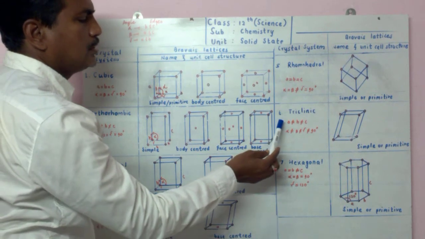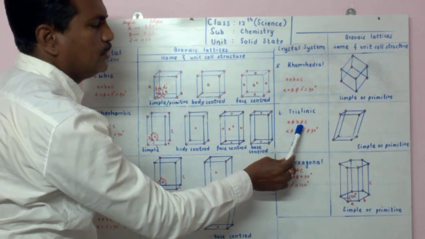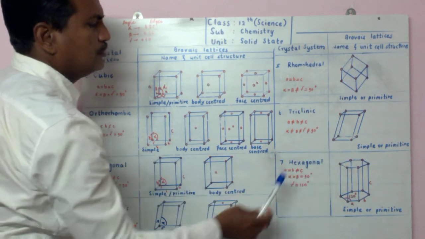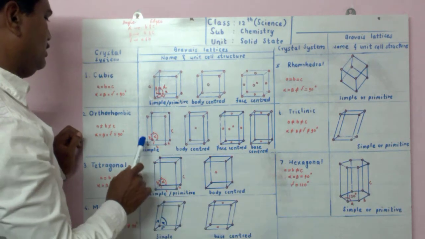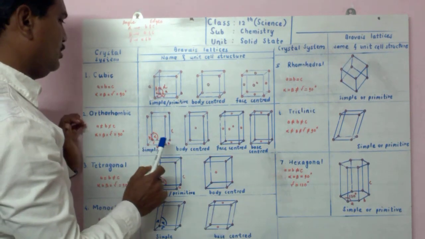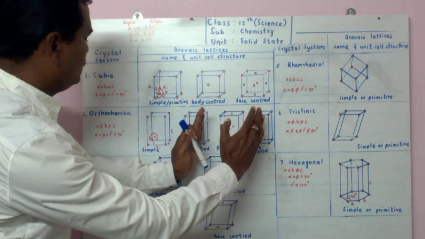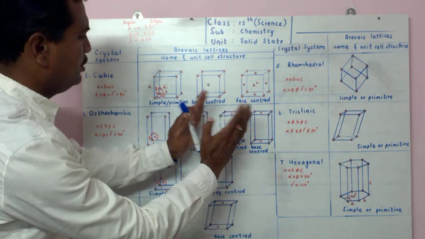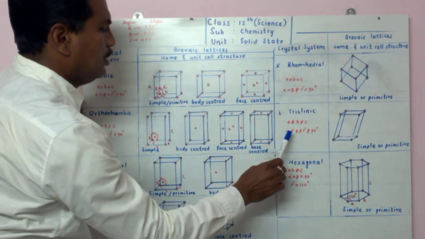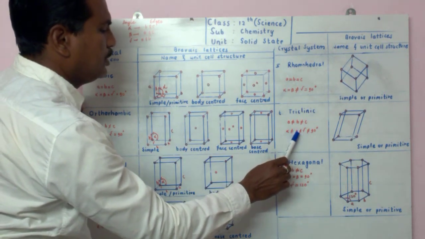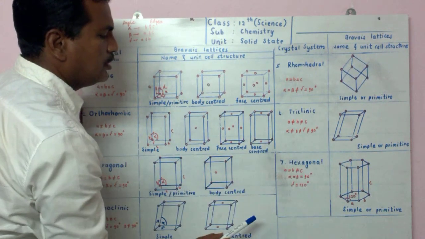Then the sixth type, triclinic. Here a is not equal to b is not equal to c. It is just like the orthorhombic, only this is skewed. So here alpha is not equal to beta is not equal to gamma is not equal to 90 degrees.